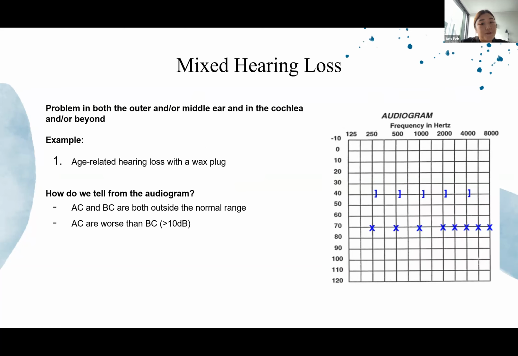Yep, the third type of hearing loss is mixed hearing loss. For mixed hearing loss, there is a problem in both the outer and middle ear and in the cochlea or beyond. An example of a mixed hearing loss is when there is an age-related hearing loss with a wax plug. In this audiogram on the right, we see a mixed hearing loss when both the air conduction and bone conduction thresholds are outside the normal range, but the air conduction thresholds are more than 10 decibels worse than the bone conduction.